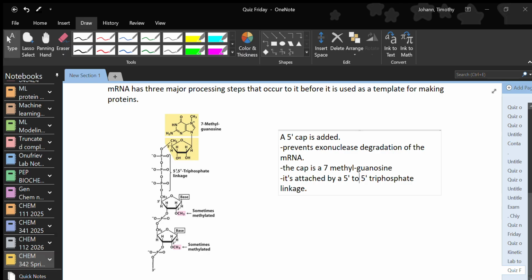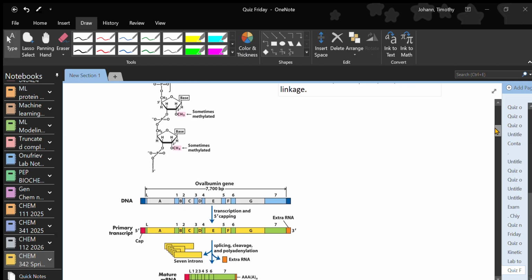So apparently having 3 phosphates in a row wouldn't be enough to stop the exonuclease. I don't know what the evolutionary reason for this is. So that's one of the things that happens. We're processing the mRNA, so that protects it.